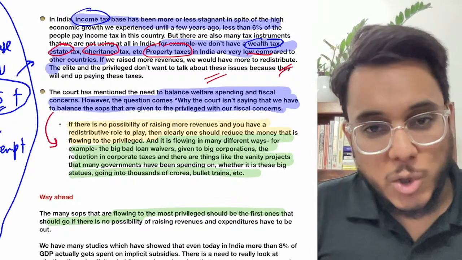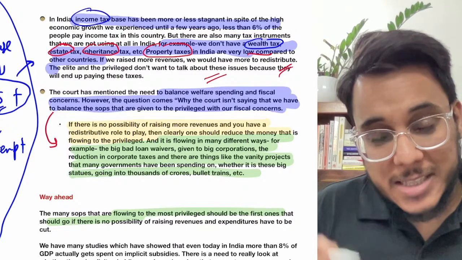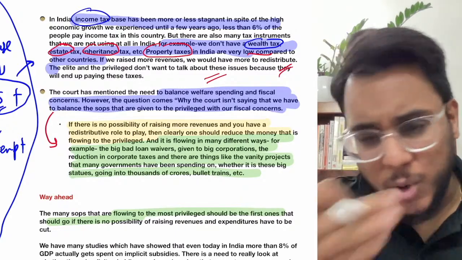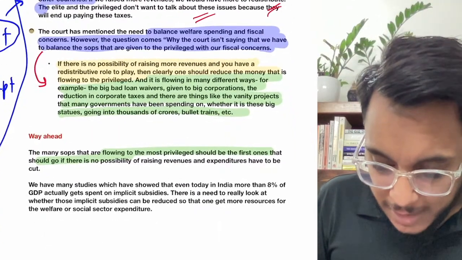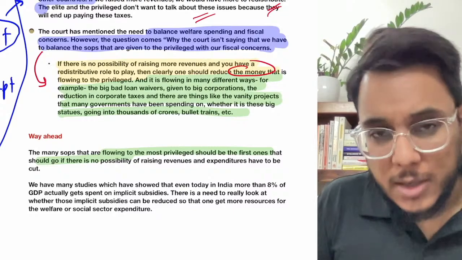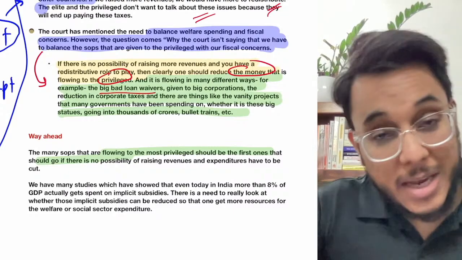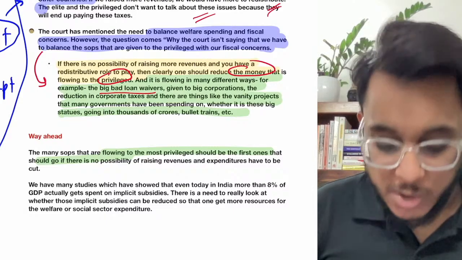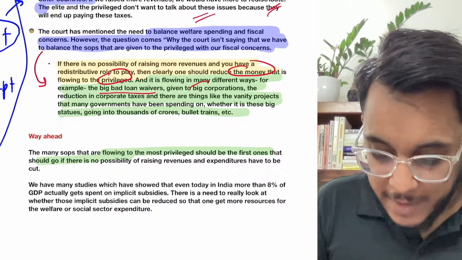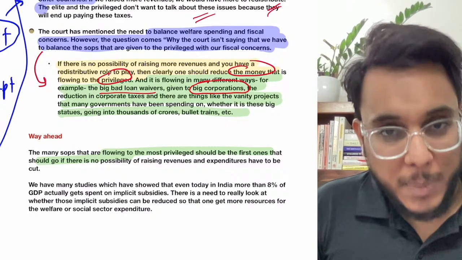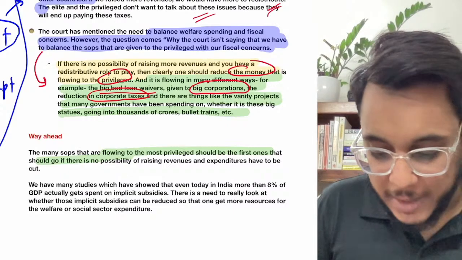Moreover guys, there is one more issue: the government's expenditure is not properly placed. It has been said that many times our revenue is going to help the privileged people. For example, big loan waivers have been given to industries, and many times loan waivers are given to rich farmers also. Tax breaks are given to big corporates, and there has been a reduction in corporate taxes.